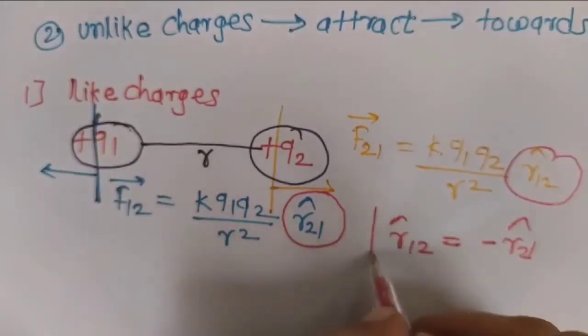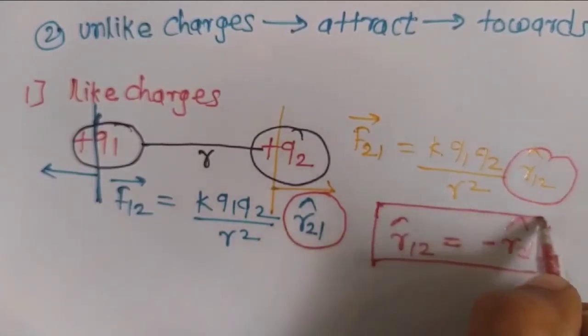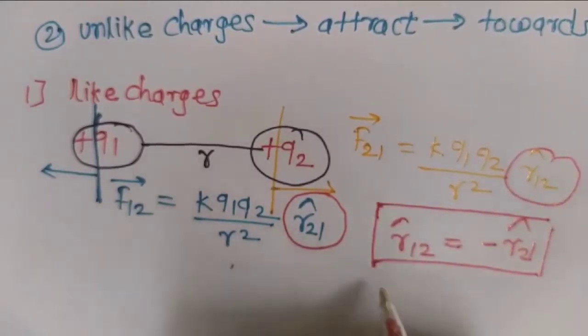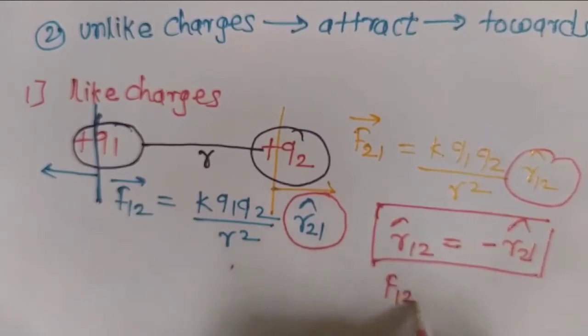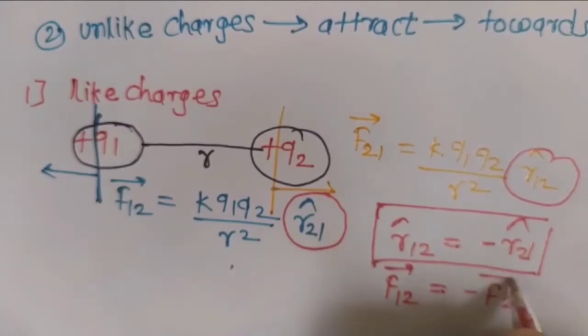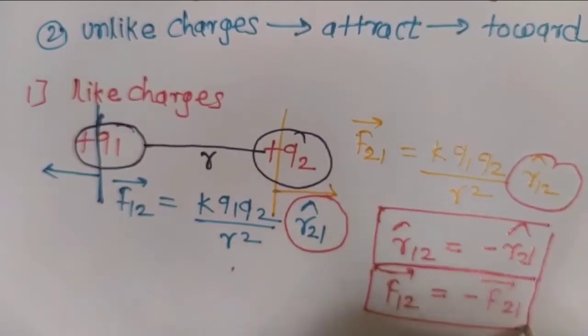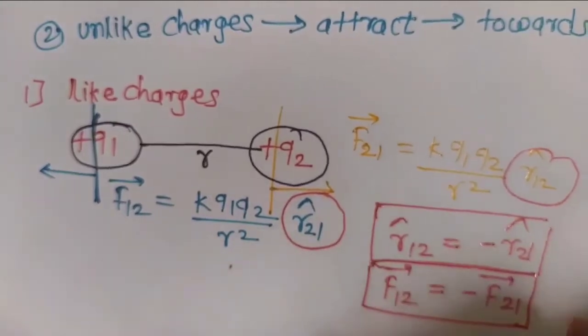We consider this line as zero, the left hand side negative and the right hand side positive, that is, r cap 12 is positive and r cap 21 is negative. Similarly, F12 is equal to minus F21. The forces have the same magnitude but opposite directions.